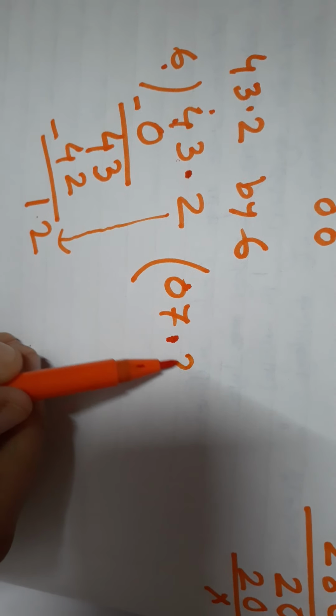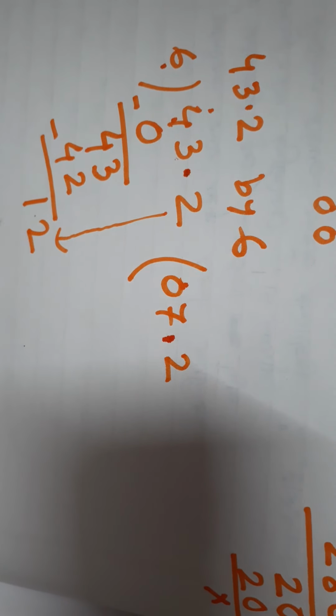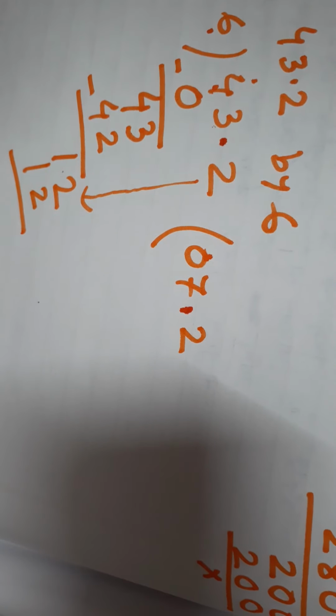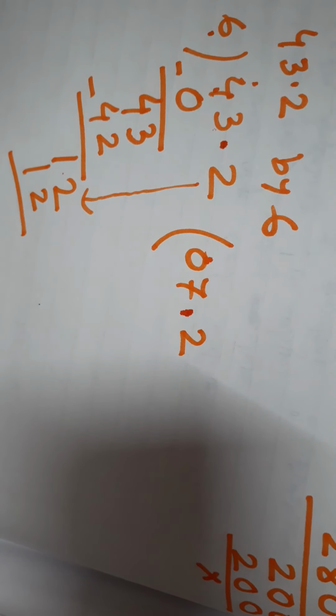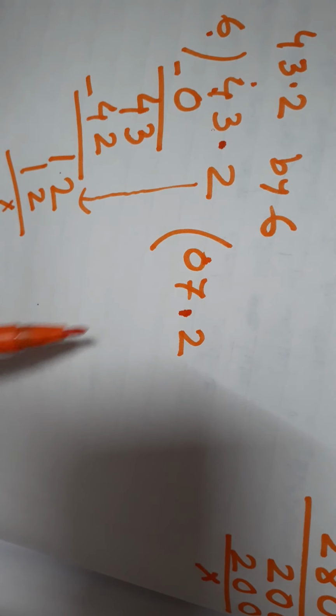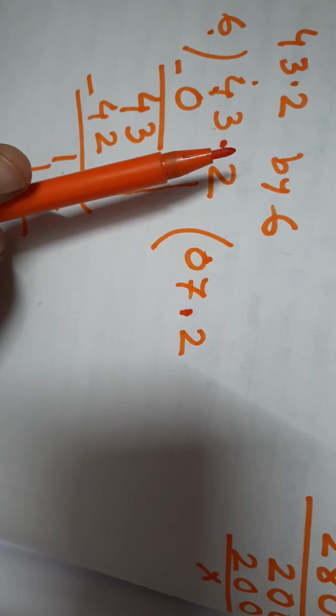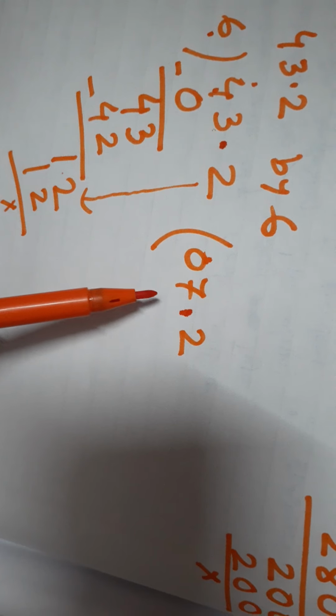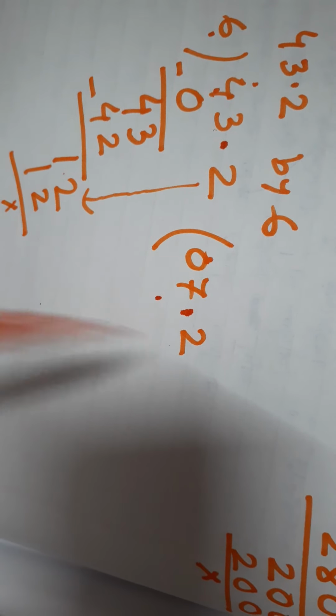Now 6 2s are 12, we know. That means when we put 12 over here, we can get the answer, because we are already getting our remainder 0. That means here we can end our division, and if we are dividing 43.2 by 6, then we will get the answer 7.2.